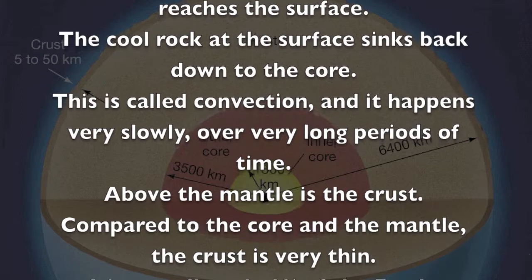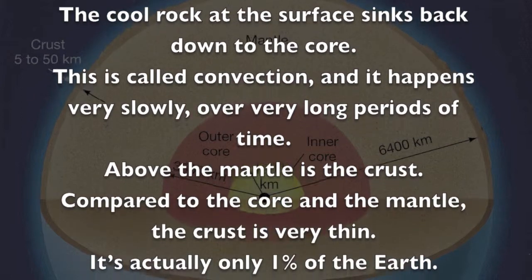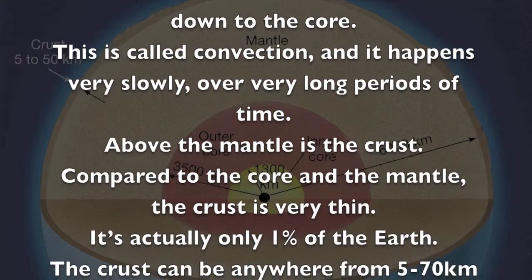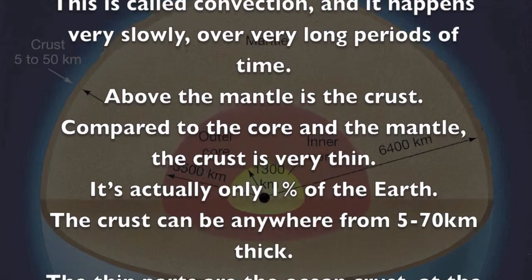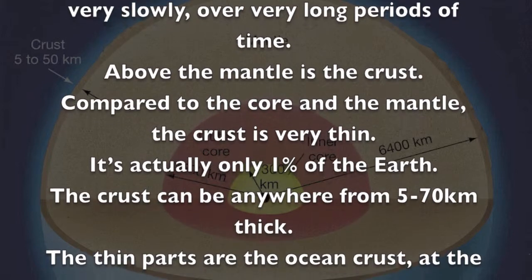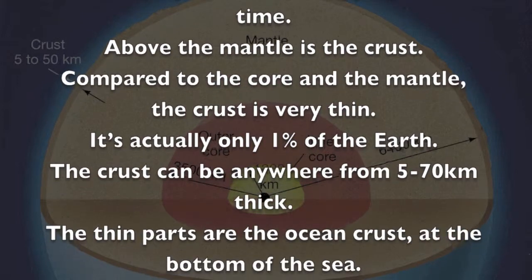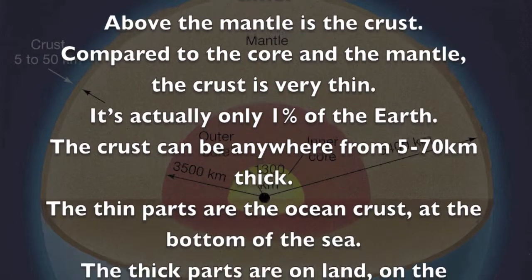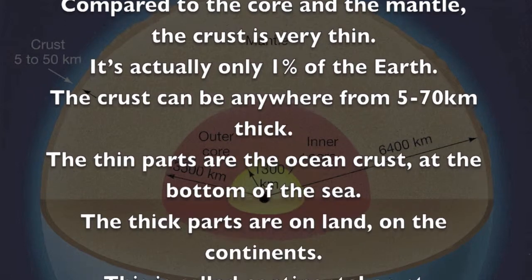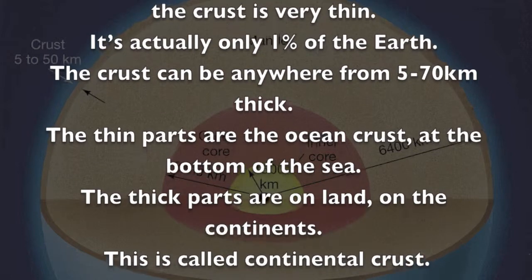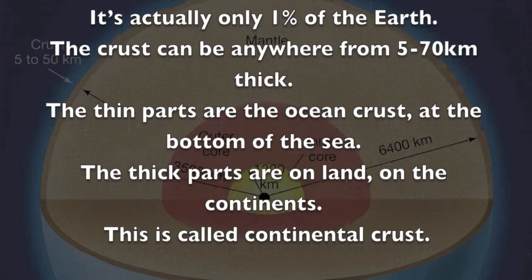Above the mantle is the crust. Compared to the core and the mantle, the crust is very thin. It's actually only 1% of the Earth. The crust can be anywhere from 5 to 70 kilometers thick. The thin parts are the ocean crust at the bottom of the sea. The thick parts are on land on the continents. This is called continental crust.